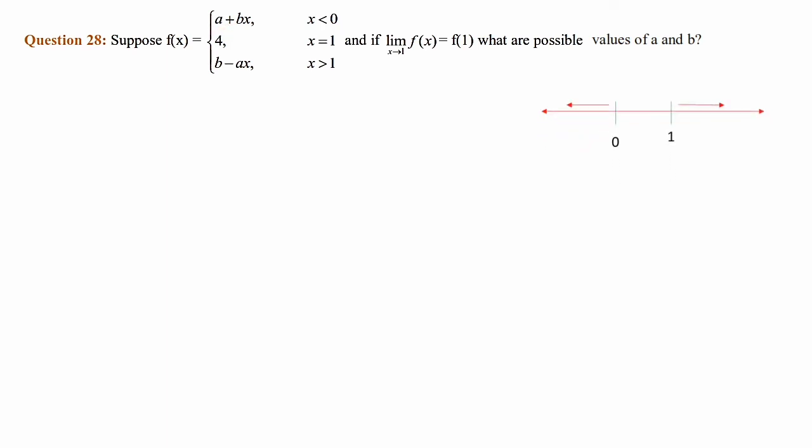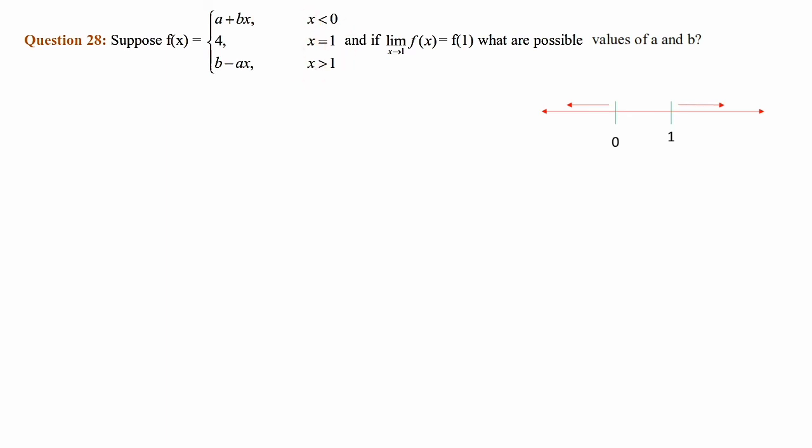Here there are three expressions given to you. One is a plus bx, that is x less than 1, meaning left side of 1. If the value of x is less than 1, then we will take the function a plus bx. And if x is equal to 1, exactly at this position, we will take f of x as 4. And if x is greater than 1, on the right side of 1, you will take the function as b minus ax. This is the explanation of these three cases: x less than 1, x is equal to 1, and x greater than 1.